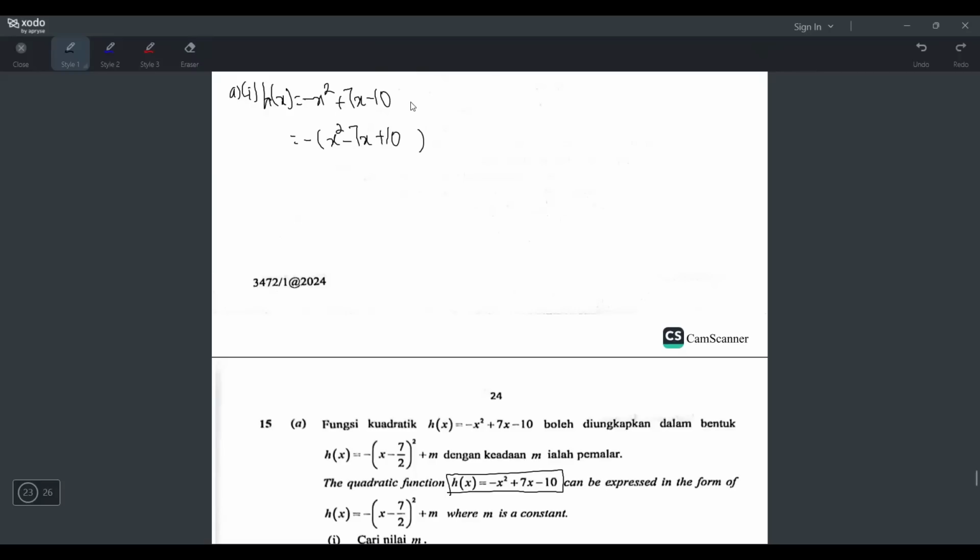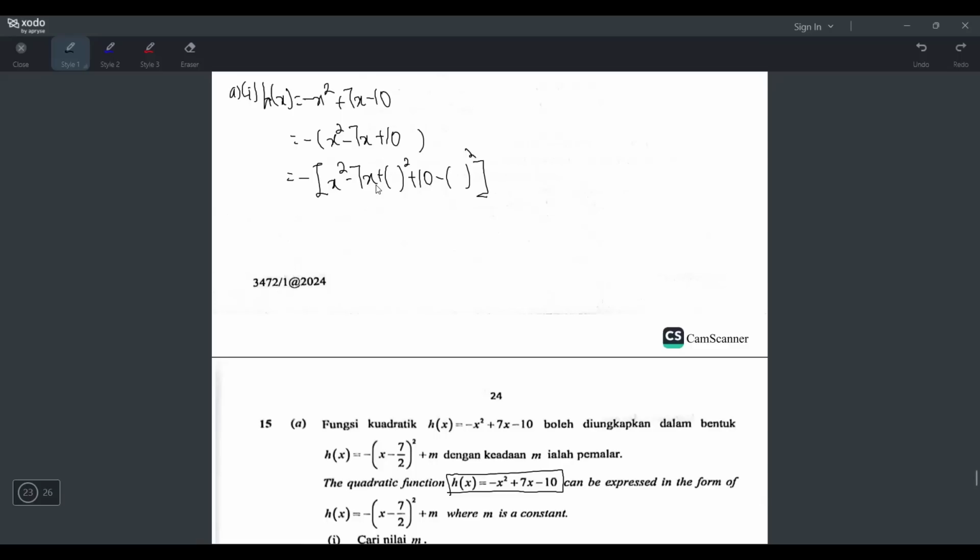Because when you take out the negative, all the signs must change. And the negative does not disappear, you have to write it outside the bracket like this, with a big bracket. Now your a is already positive 1, and you can do completing the square. You write x squared minus 7x, leave an empty space here, then plus 10, leave another empty space here, and close the bracket. Here you write plus bracket squared, here you write minus bracket squared. That's how you do completing the square.